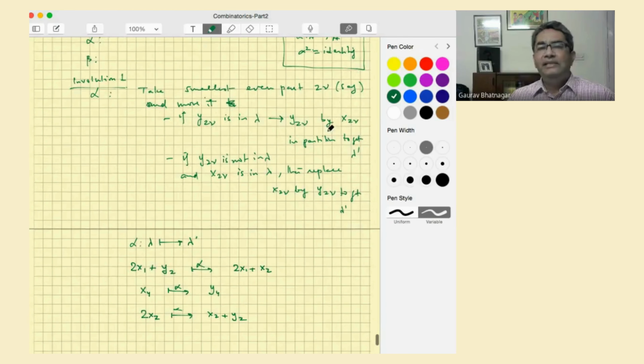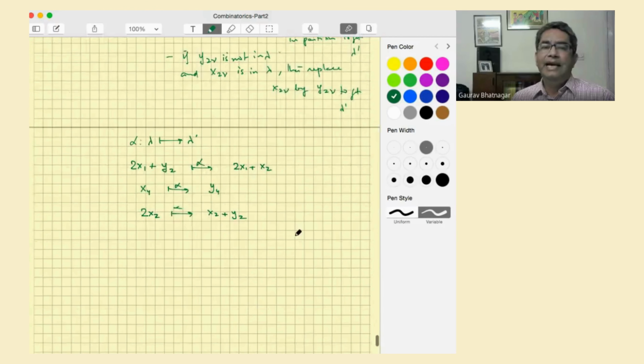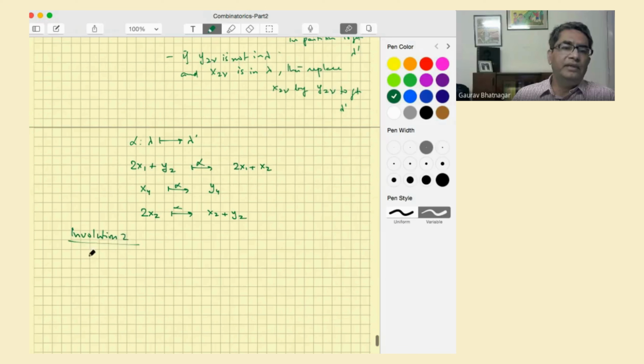Whatever lambda is, if 2 nu is the smallest even part, if the even part comes in y, then you convert that y to x. If it's not in y, it's in x, then replace x to nu by y2. And it's clearly an involution. Okay, and involution 2, let's call it beta.